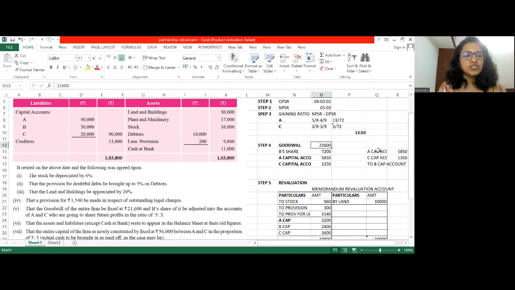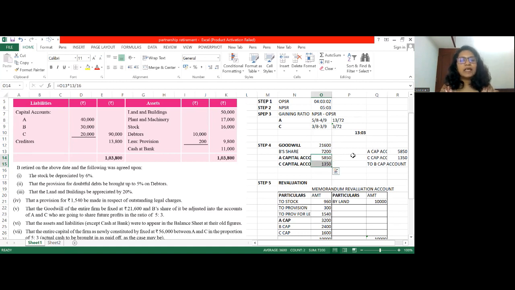So we need to see what is the share of goodwill of B. B's share is 3/9. So 3/9 of 21,600, you get 7,200 to be B's share. Now this 7,200 will be given to Mr. B by A and C, who are gaining because of his retirement, in the ratio of the gaining, that is 13:3. So 7,200 into 13/16, then 7,200 into 3/16. So we get the adjusted amount.